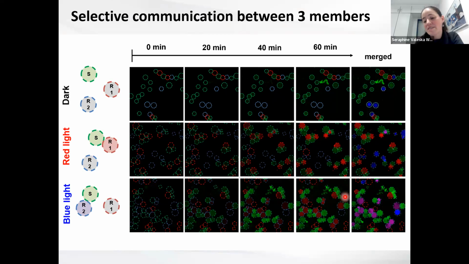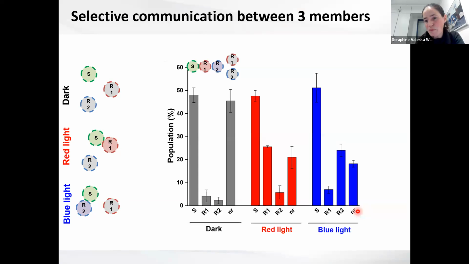We can illuminate the same population under blue light, and now we can induce proximity between the sender and the receiver 2 population, and you can appreciate that the receiver 2 population lights up in purple, showing that it has received the signal. So you can analyze, of course, this population-level behavior, and you can recapitulate what you see in the pictures.